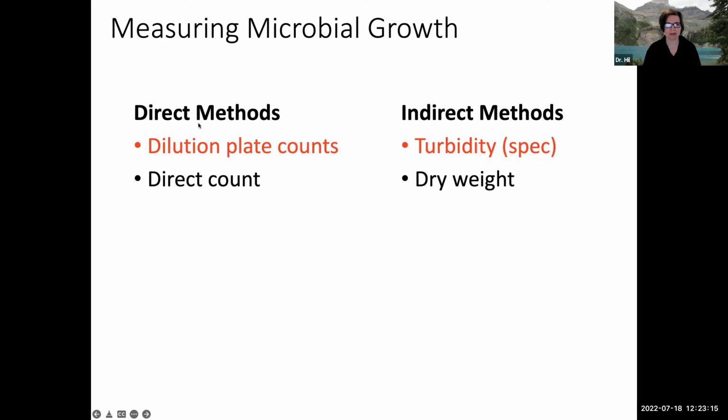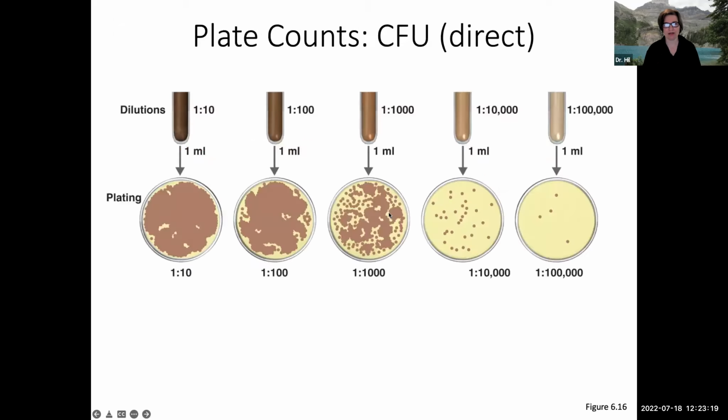So for the direct method, we're going to look at dilution plate counts, and for the indirect method, we're going to look at turbidity. Direct methods of growth are when you actually are counting cells or colonies. So you're getting a precise count of what actually is there. This type of measure works if you have something that actually forms colonies. Not all things do. The way that this works is very similar to something you've already done.